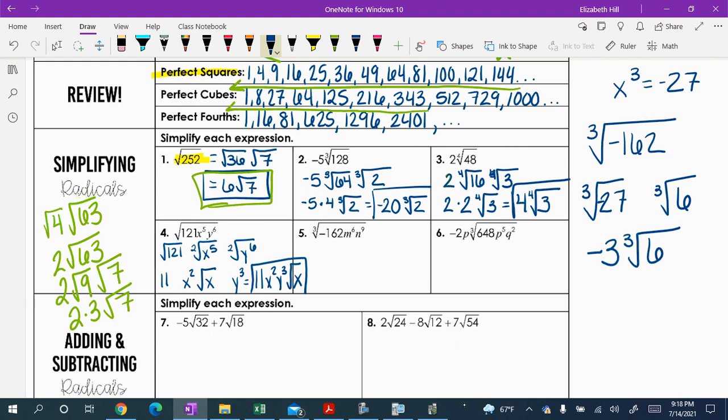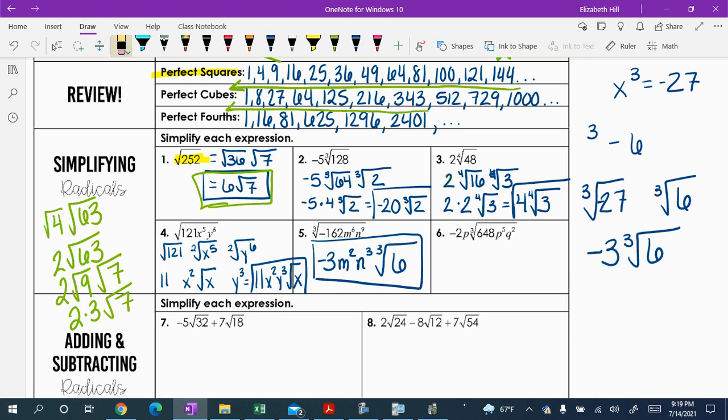As far as the variables go, 3 goes into 6 2 times, so I can take out 2 groups of 3, and 3 goes into 9 3 times, so I can take out 3 groups of 3. So now I'm left with negative 3 m squared n to the third, and then the cubed root of 6 inside. Hopefully you were able to follow along with that.